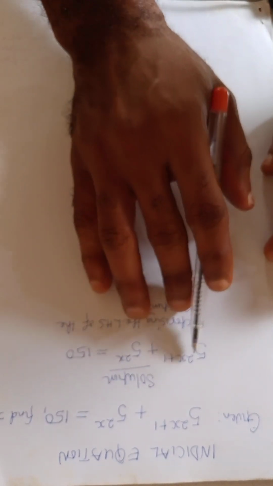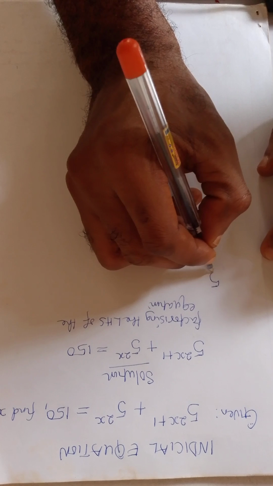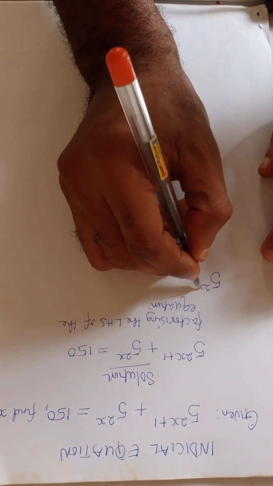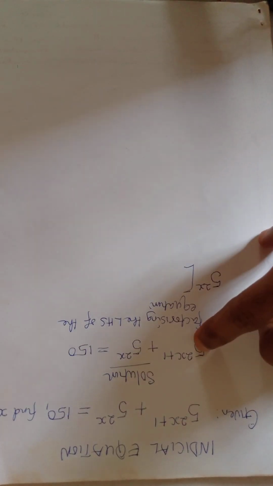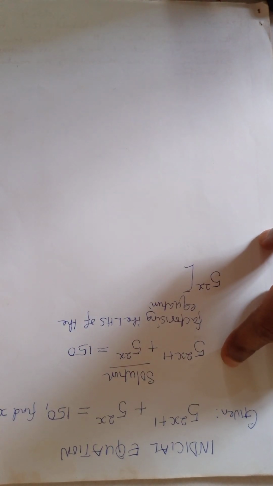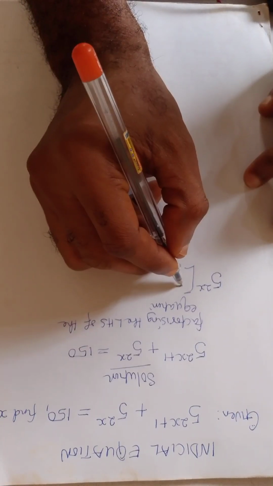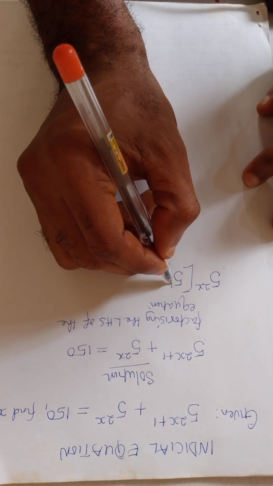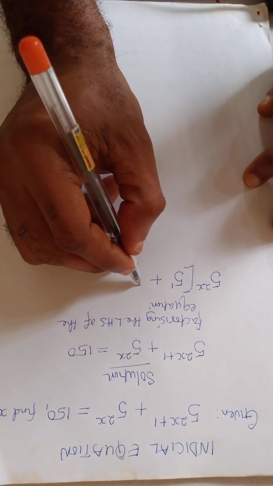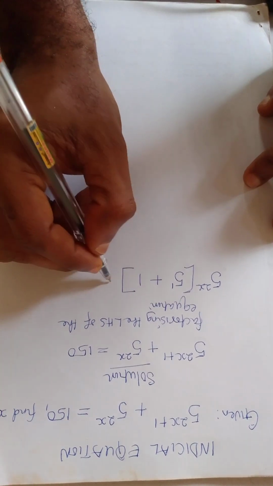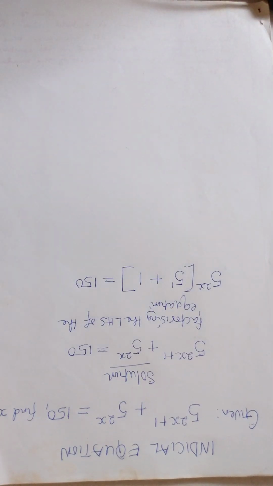Since we have 5 raised to power 2x common here and here, we can bring it out. So we have 5 raised to power 2x. If we bring out 5 raised to power 2x here, what will be left here will be 5 raised to power 1, plus what will be left here will be 1. This is equal to 150, which is the right hand side of the equation.